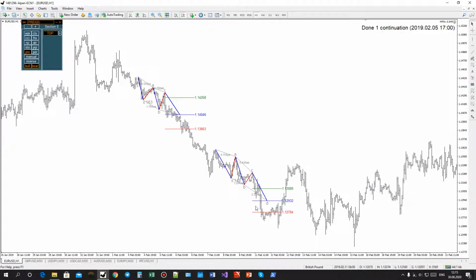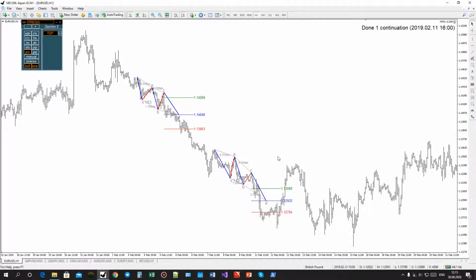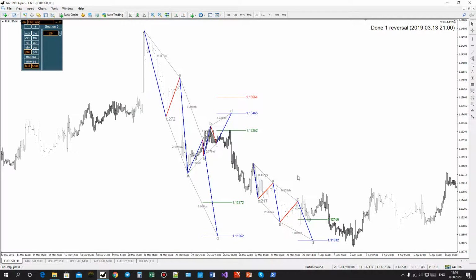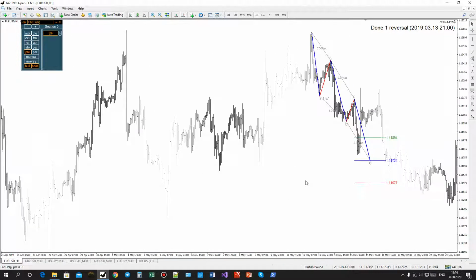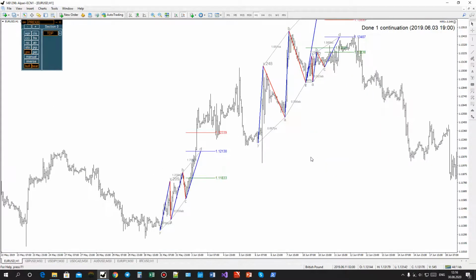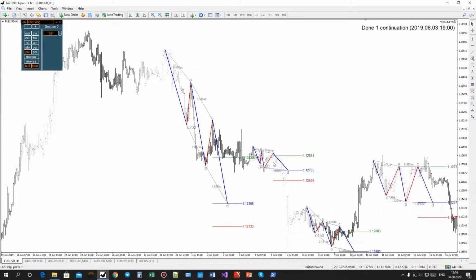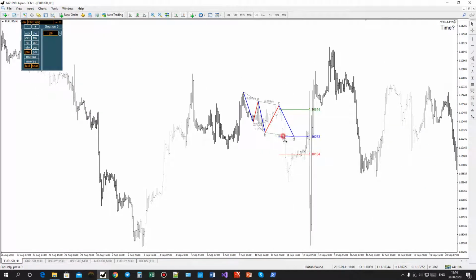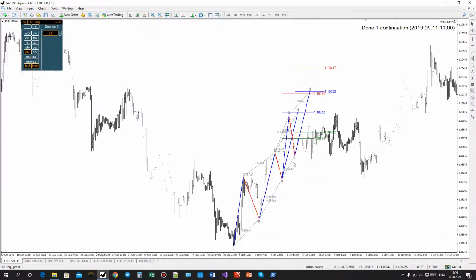This one is a loss, this one is a loss, this one is a win, and the second one was invalidated. Nothing here, nothing here, nothing here. This one is a loss, invalidated. This one is a loss, this one is a loss, undershoots.